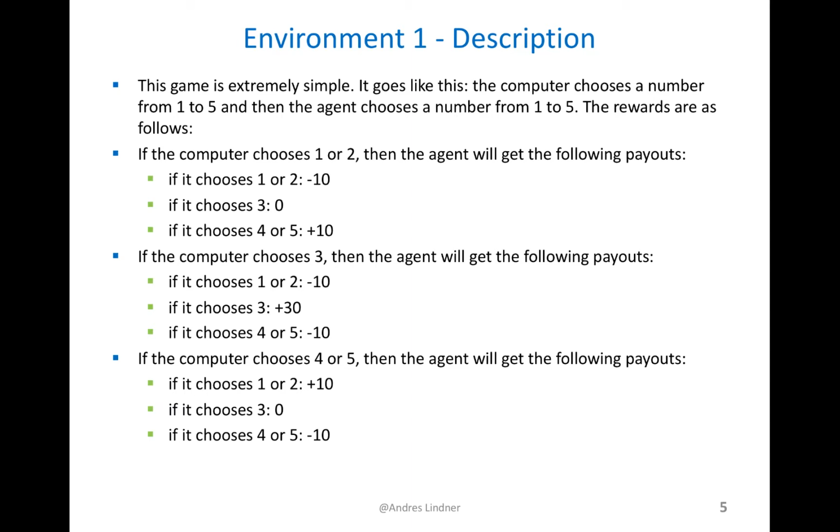If the computer chooses 3, on the other hand, then if you choose 1, 2, 4 or 5, you will get a score of -10, and if you select 3, you will get a score of +30. And finally, if the computer chooses 4 or 5, then if the agent chooses 1 or 2, you will get a score of +10. If you choose 3, a score of 0, and if you choose 4 or 5, a score of -10. So this is basically the first environment.